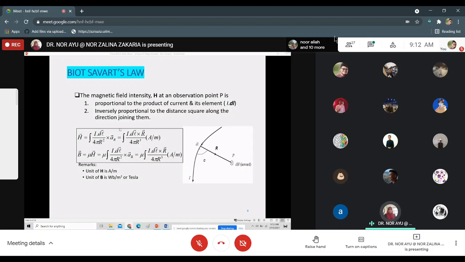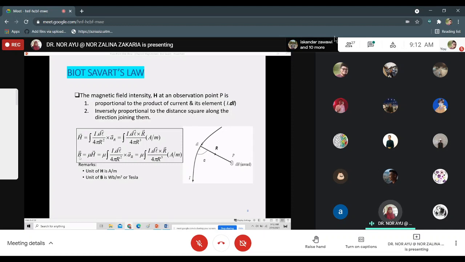Before this, we just had I dl aR divided by 4 pi R squared. But now for the Biot-Savart law, we are using the cross product instead of the dot product. So this is the cross product, and I hope you still remember how to calculate using the cross product. Again, if we change aR to R, it will be I dl cross R divided by 4 pi R cubed, and the unit is amperes per meter. All right, so that is for H.